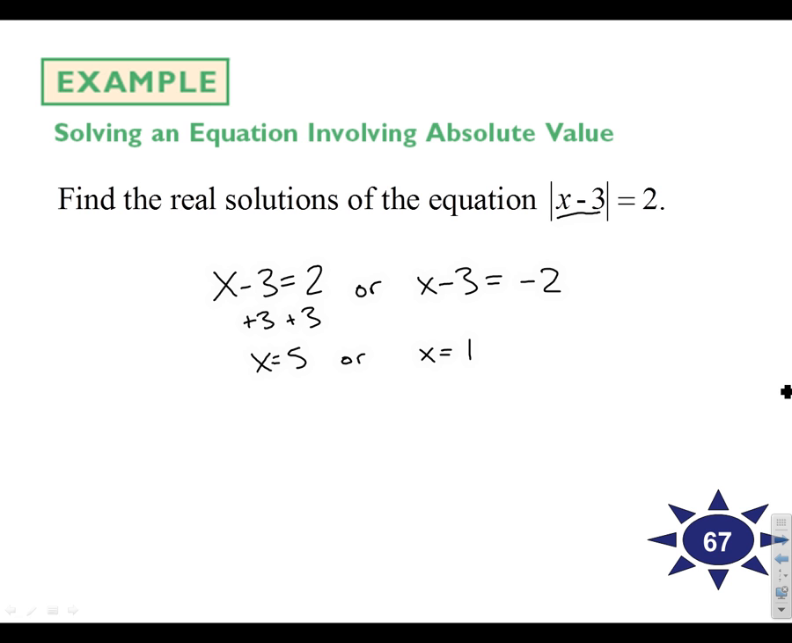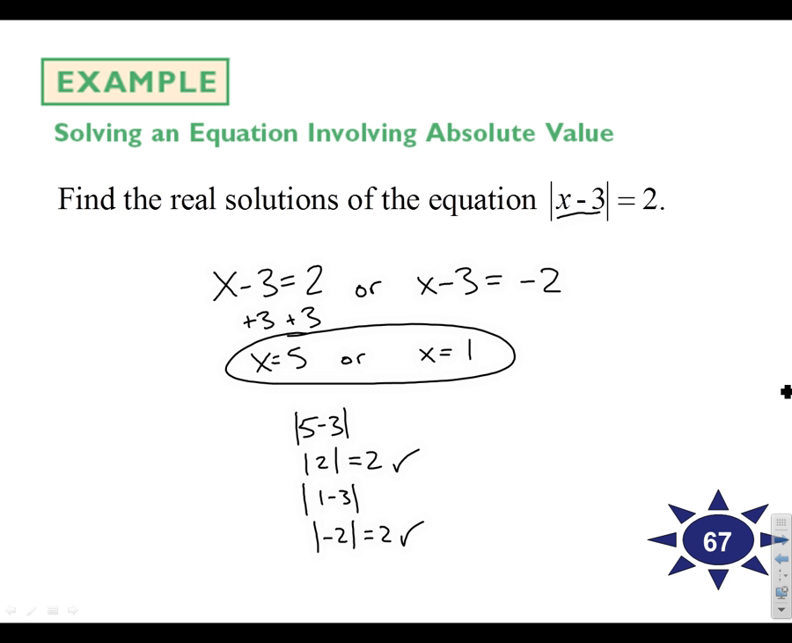positive 1. Okay, if we checked that, 5 minus 3, the absolute value of that is the absolute value of 2, and that's equal to 2. Story checks out there. If we did the absolute value of 1 minus 3, we would get the absolute value of negative 2, and is that equal to 2? Yes, it is. So, there's your answer, 5 or 1. Go ahead and try problem 67, and then we're moving on.